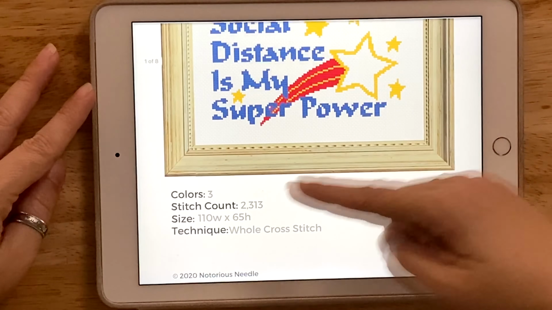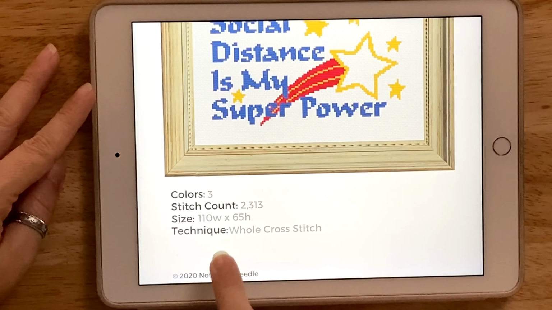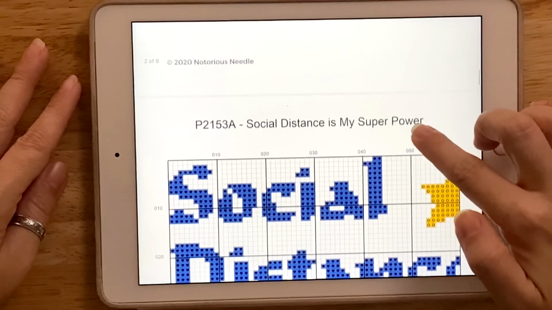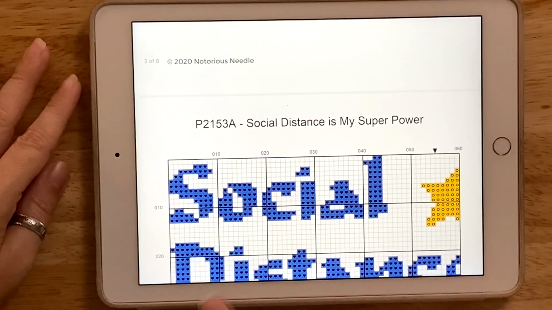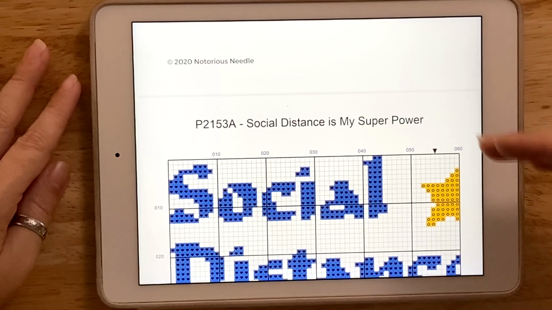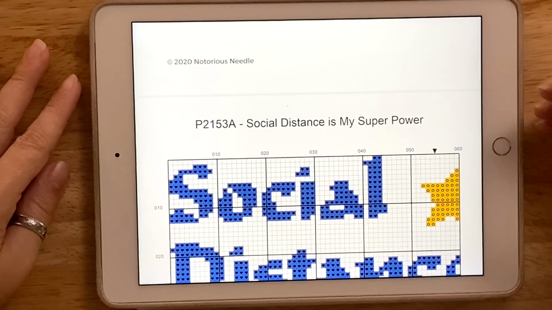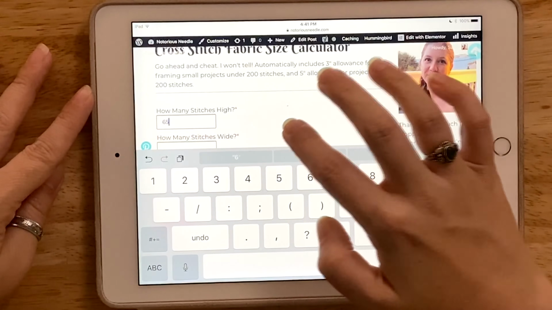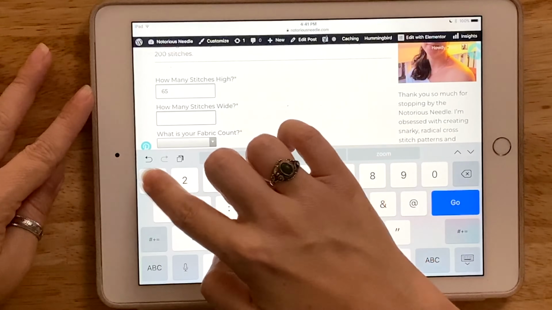That pattern is 110 stitches wide by 65 stitches high. Most patterns will have the height and width printed on the first page or maybe the last page, and if not, you can always count by 10, 20, 30, 40, 50 until you get to the end from top to bottom and left to right. So my pattern is 65 stitches high by 110 stitches wide.